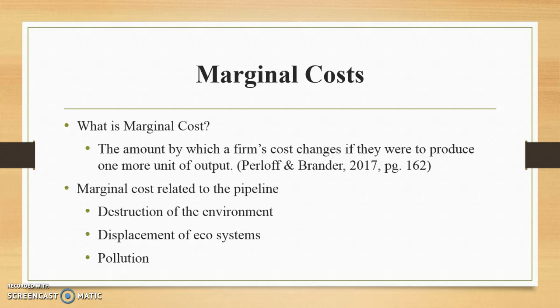The marginal cost related to the pipeline is the destruction of the environment in the areas that the pipeline runs through. This will also lead to the displacement of ecosystems and the natural wildlife that normally live in that area, because with all the construction, they're going to get ran off and we may be destroying their habitats. Also, there will be a lot of pollution in the air, but also noise pollution within the local community that they are not normally subjected to in these quieter possible areas that this pipeline will be running through.